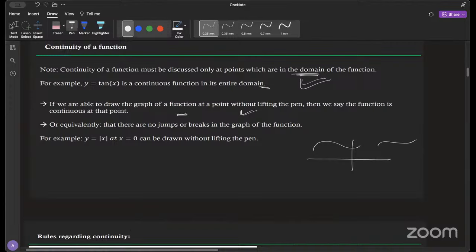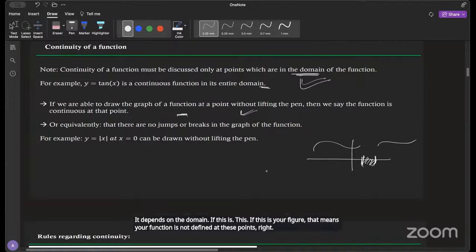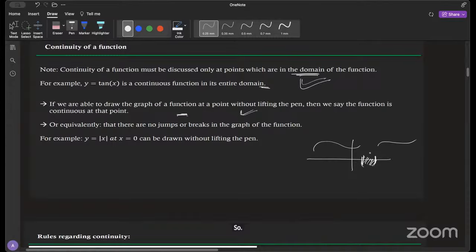So this is correct. Ma'am, this figure is continuous? It depends on the domain. If this is your figure, that means your function is not defined at these points, right? So ideally, it's continuous only, because it's not defined here.